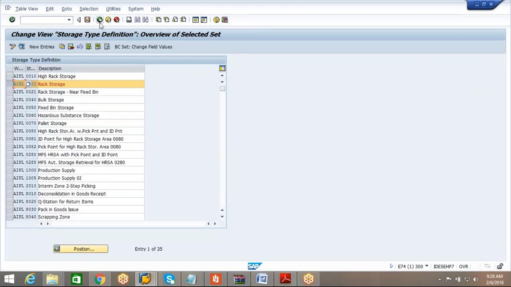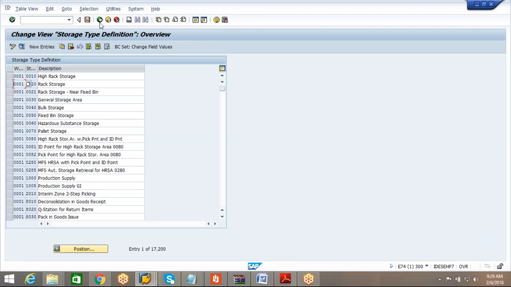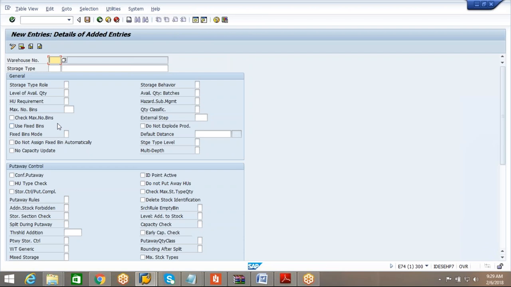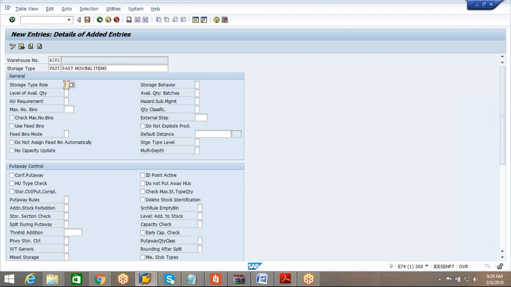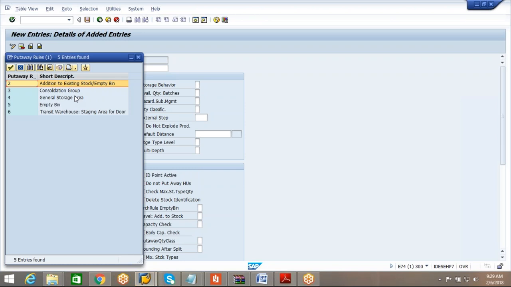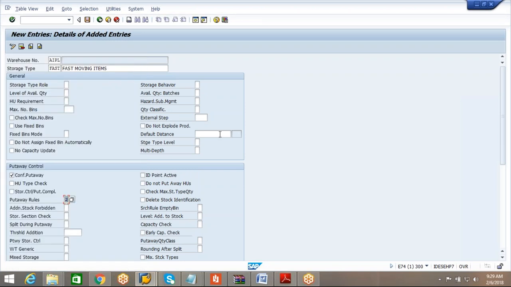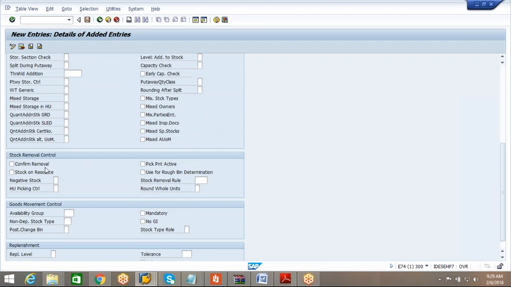Okay, now I am going to create two storage types for our warehouse. Go to new entries, AIPL, fast moving items. I want to keep fast moving items in one storage type, and I am not preferring any storage type role here, meaning that is the standard one. Once the goods arrive into my storage type, I need to get the confirmation of the put away. And the put away rule, I'm using addition to existing stock or empty bin. And confirm removal, I am using after confirming. And availability group, I am using 002 and mandatory. I will show you later on how it is impacted.